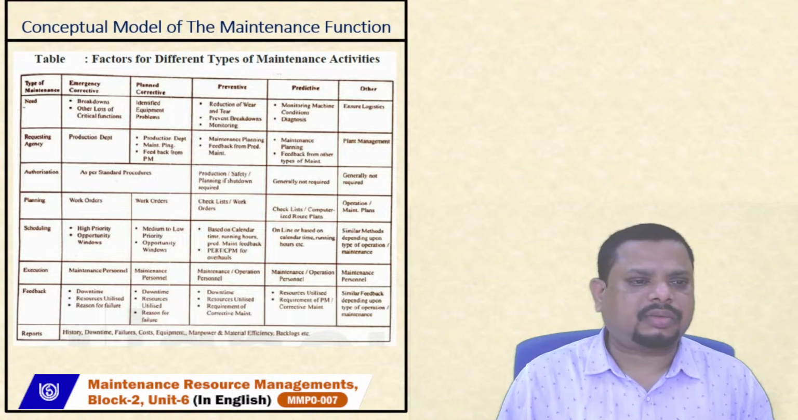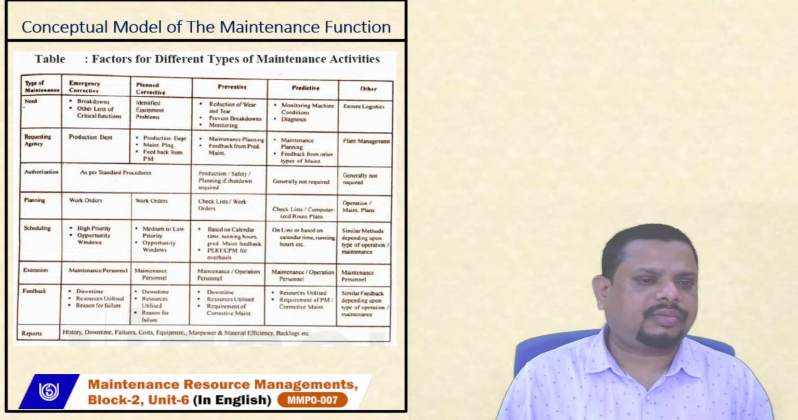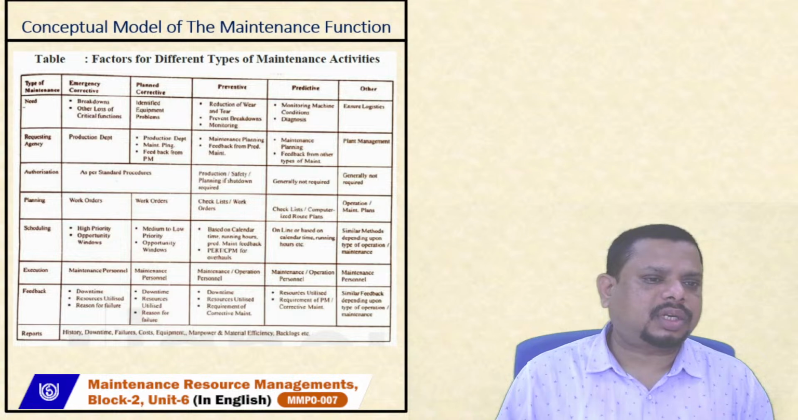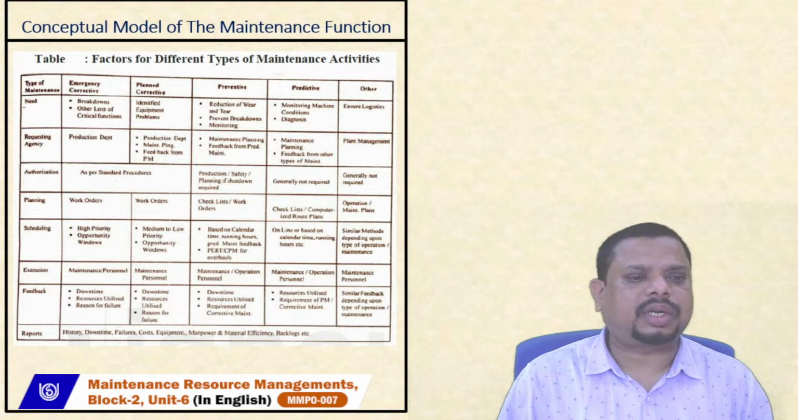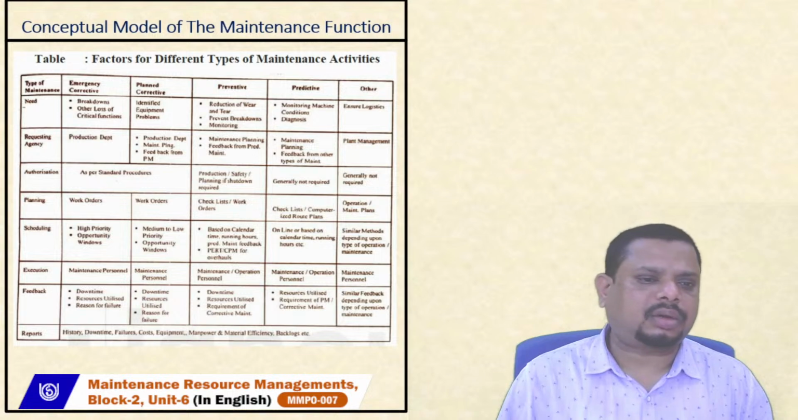And the factors are, first, need, then requesting agency, authorization, planning, scheduling, execution, feedback, and report. In case of need, for example, emergency breakdown or emergency corrective maintenance, we have breakdowns and other loss of critical function. The requesting agency is the production department. Similarly, who provides the authorization? As per the standard procedures of the company, the top level should provide the authorization.